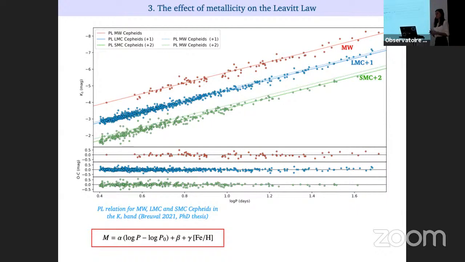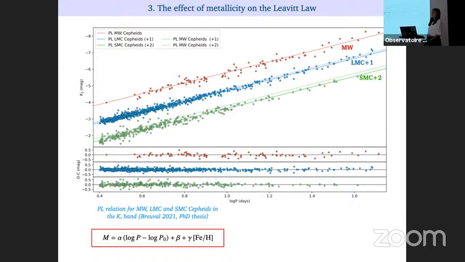And I tried to make different tests, like fixing the slope to that of the Milky Way or to the SMC instead of that of the LMC. And it does not change the result significantly. So this is a big assumption, but for now, this is all we can do. But of course, yes, we have to make these simplifications because we use different samples, different galaxies.